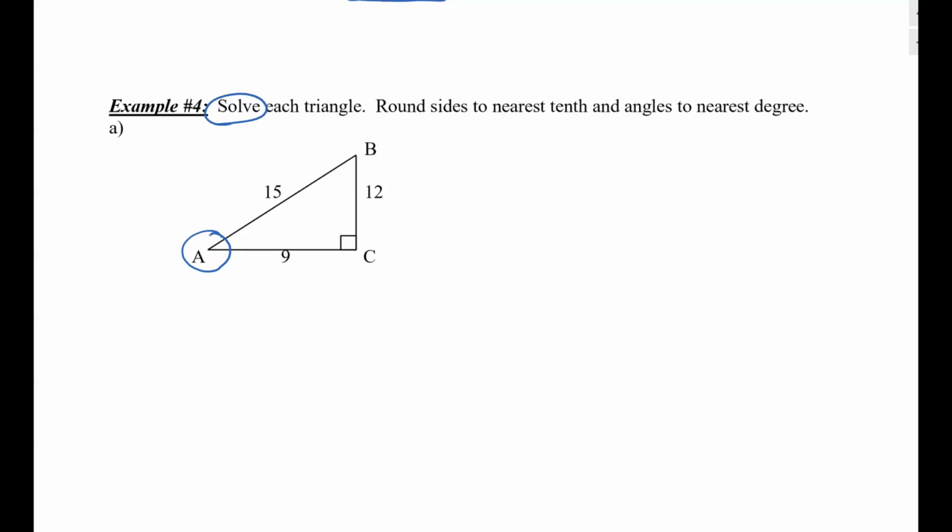Let's use cosine. So the cosine of angle A is adjacent over hypotenuse. But I need to find the angle. So I'm going to use the inverse cosine of 9 over 15 equal to angle A. I'm going to go to my calculator. I'm going to make sure I'm in degrees. I'm going to put the inverse cosine of 9/15, and I get that angle A is approximately 53 degrees.